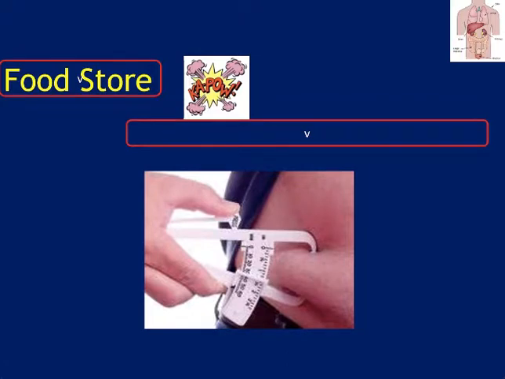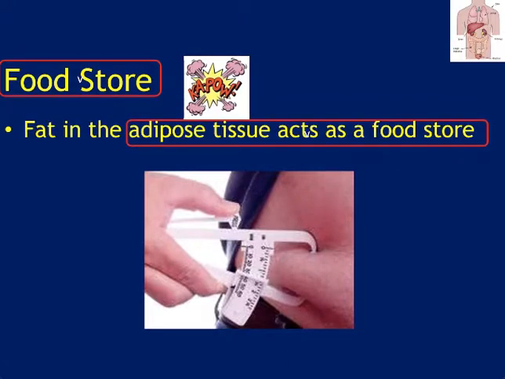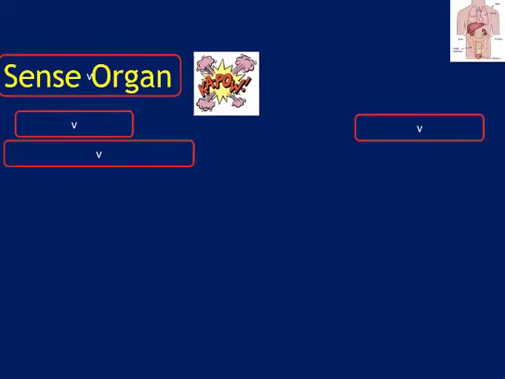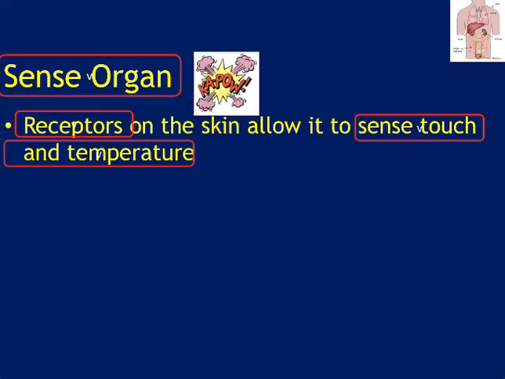Our skin is a food store, with this adipose tissue in the bottom of the dermis and the subcutaneous layer that acts as a food store. So God forbid we had no access to food, you would be able to use the fat in that layer as an energy source. Then, as a sense organ, you should know the two senses that our skin will be able to use its receptors for, and that is touch and temperature.